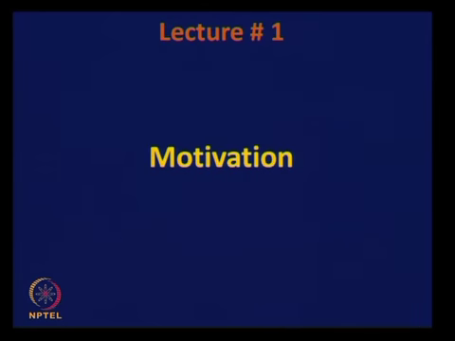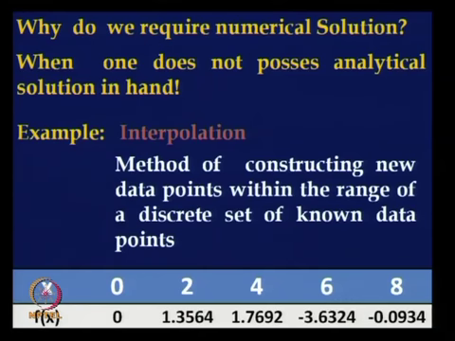So, let us see. As I mentioned, why do we require numerical solution? Definitely one does not possess an analytical solution in hand. So, the simplest example we can take is interpolation. What is interpolation? It is a method of constructing new data points within the range of a discrete set of known data points. For example, you are given x and the corresponding function, and we would like to get the function at, let us say, x in between, say 2.5 or 4.7 or 6.8.